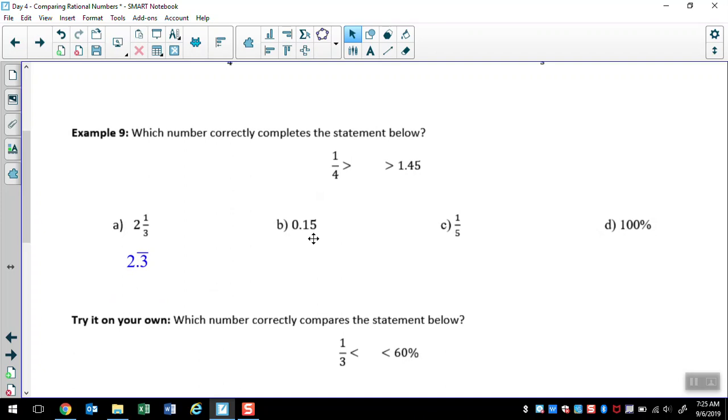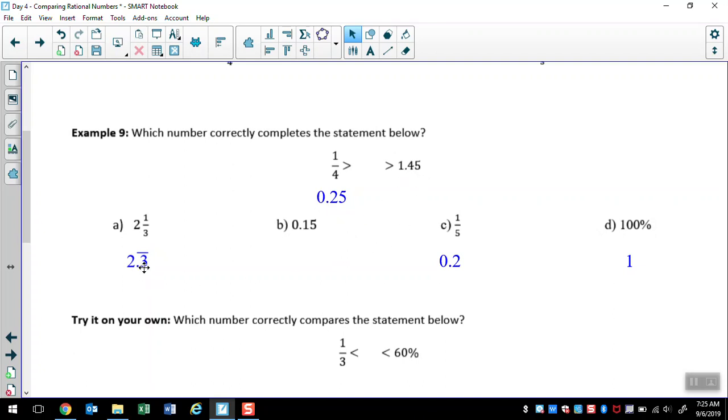0.15, well, that's already a decimal. I don't need to do anything there. 1/5, if I do 1 divided by 5, I get 0.2. And then 100%, if I were to convert that to a decimal, I just move my decimal point left 2 times, and that gives me just 1. All right, so which one of those would fit in between? It has to be greater than 1/4. Well, what's 1/4? That's right, that's 0.25. So it has to be between 0.25 and 1.45.